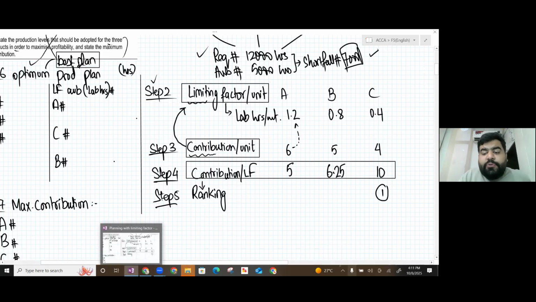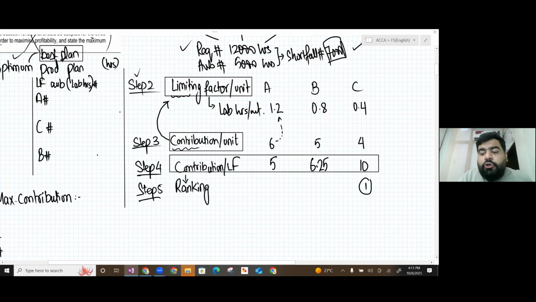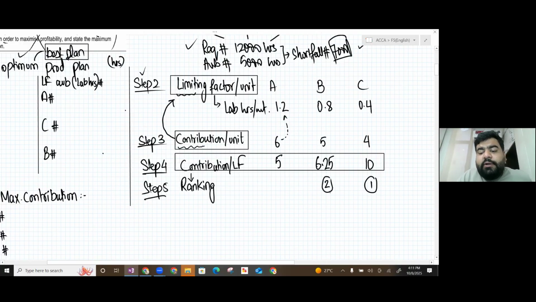After product C, at second point, you will rank B. And at last, you will produce A. This is basically the production plan, which product you have to make first. Obviously, you make first the product which is generating more income, giving more contribution. Here, C is giving 10 contribution, and A and B are giving 6.25 and 5, so you'll rank accordingly. Step 5, ranking, has been done till this point. We have 2 more steps, because we also have to calculate the maximum contribution.